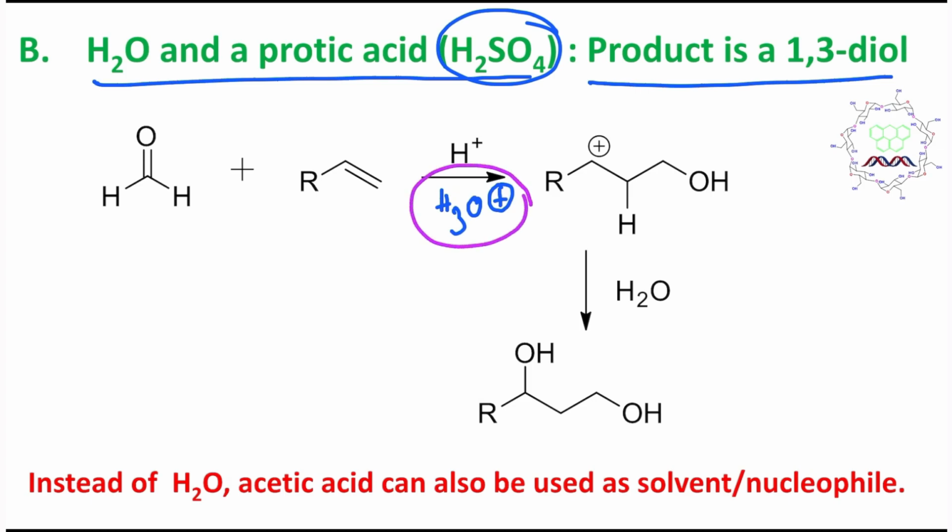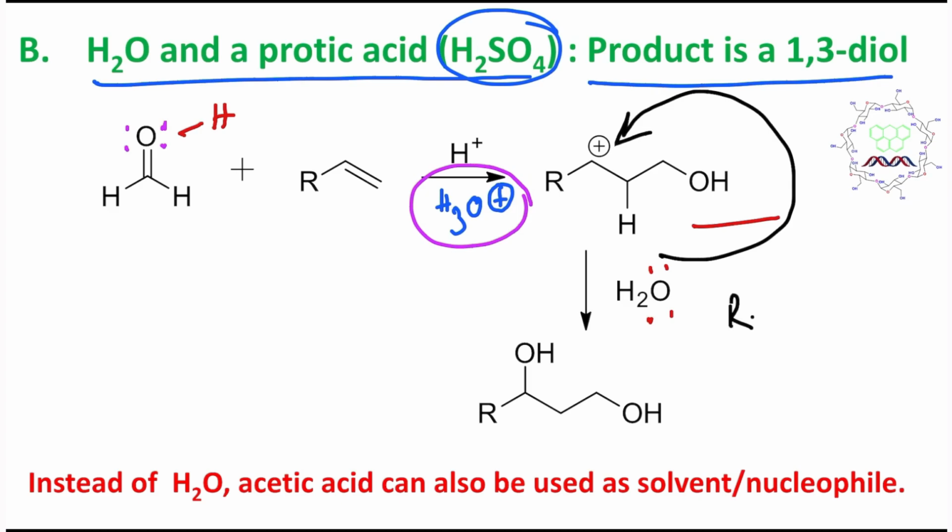Now still there is oxygen, so in a similar way as I explained previously, protonation will happen, and similarly it will produce this intermediate carbocation, and in the subsequent stage this water will act as nucleophile here. So after this stage, what will it produce?